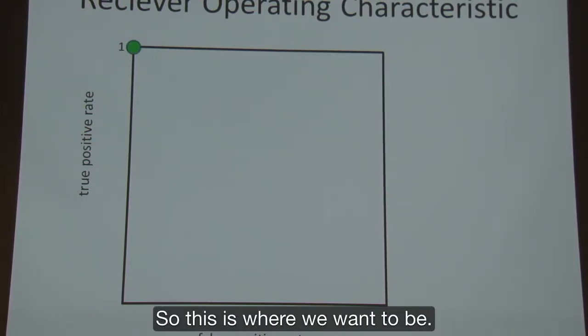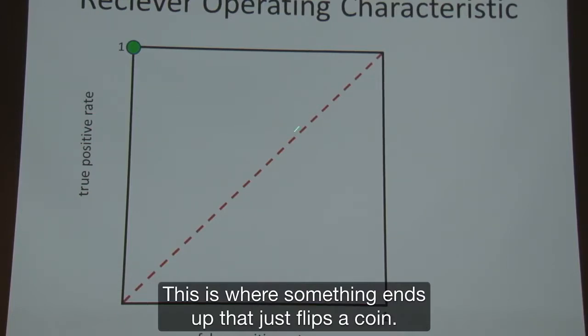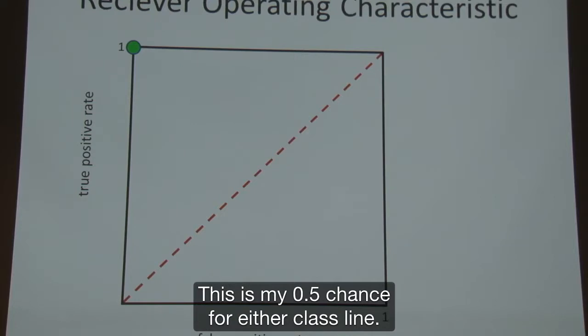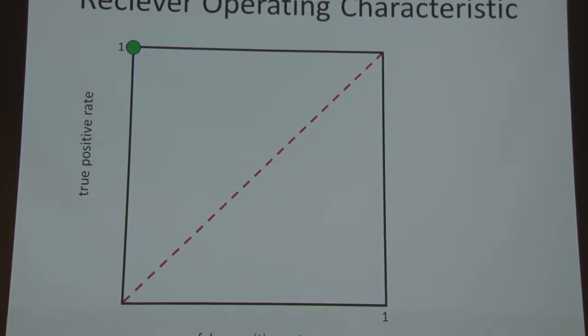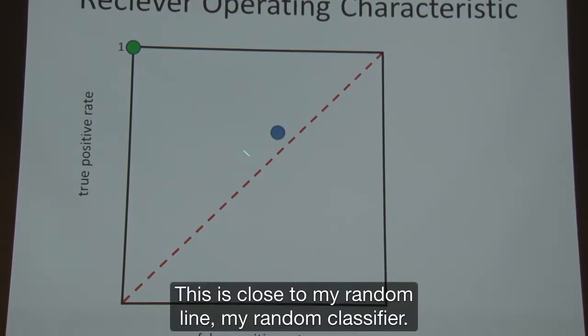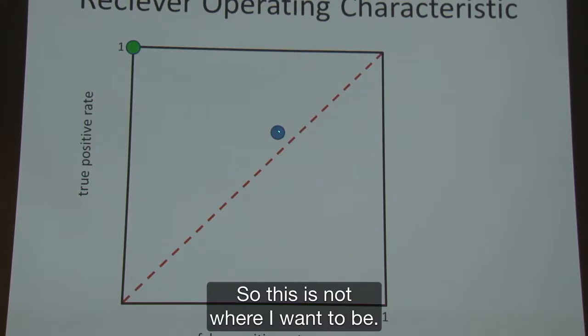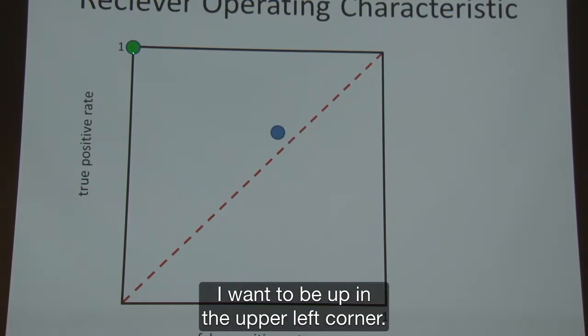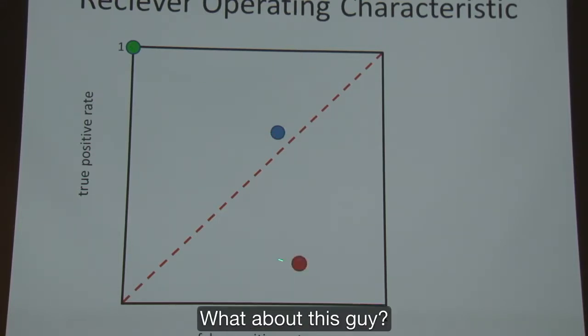So this is where we want to be. This is where something ends up that just flips a coin. This is my 0.5 chance for either class line. So this is bad, right? This is close to my random line, my random classifier. So this is not where I want to be. I want to be up in the upper left corner. What about this guy? Good or bad?